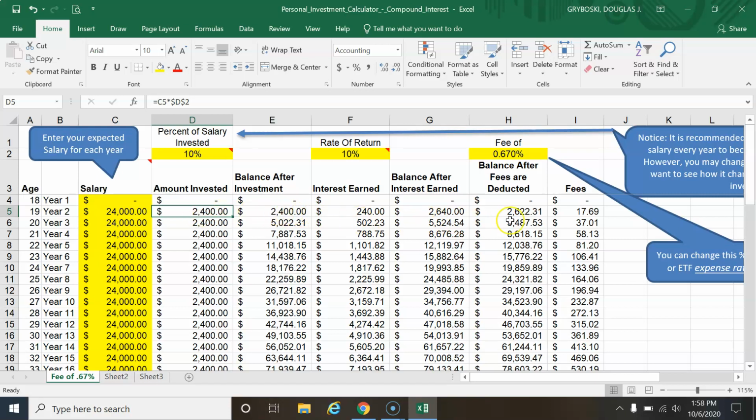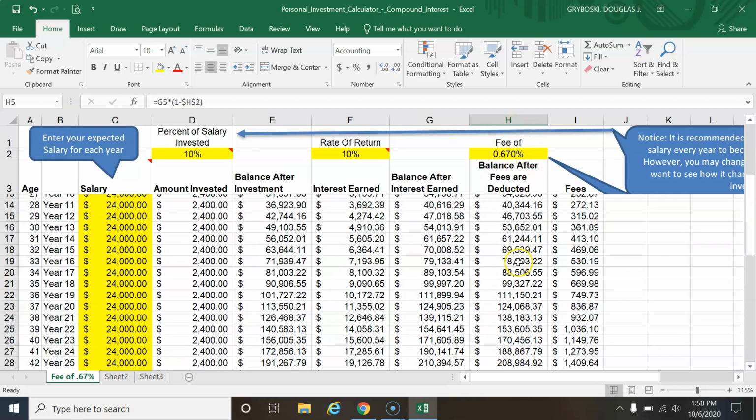And now look what happens. This is the column that we care about, the balance after fees are deducted. So let's scroll down.